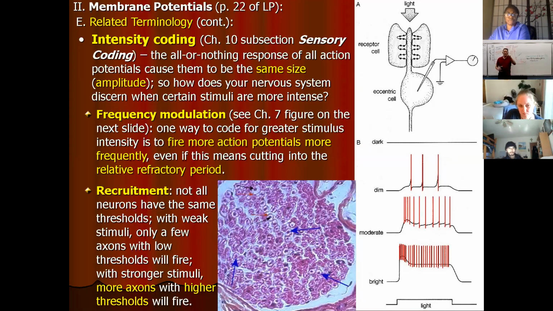What I would write next to these diamonds. First diamond, frequency modulation, the same number of neurons firing more spikes. Second diamond is more neurons firing spikes. Everybody see the difference?